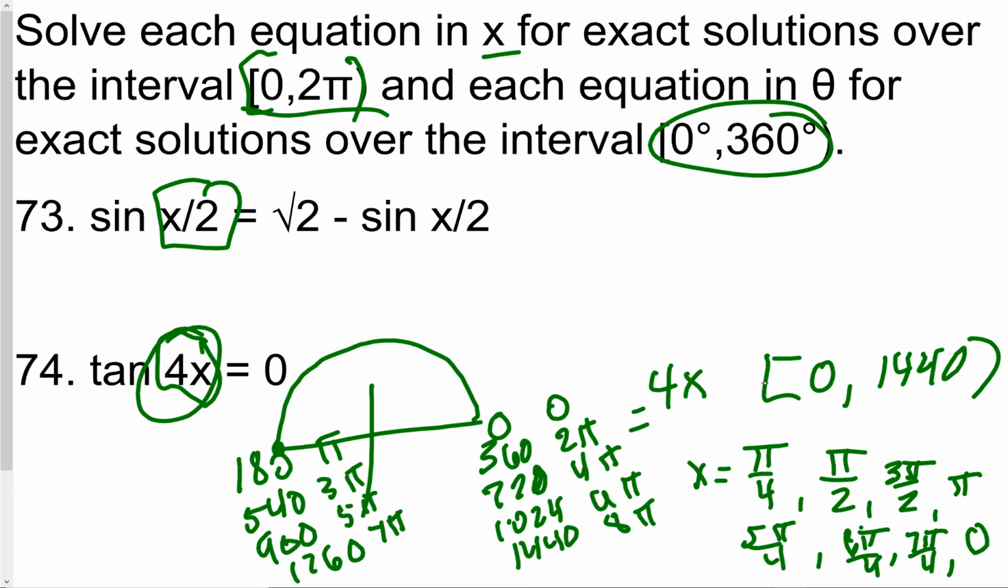And so normally I only have 2 answers right here. But because of this 4 out here, it's going to quadruple my answers. So that's how you can always do it: whenever there's a whole number out here, 4 times x, 2x, it's always going to multiply your normal answers. So those are all my answers there.